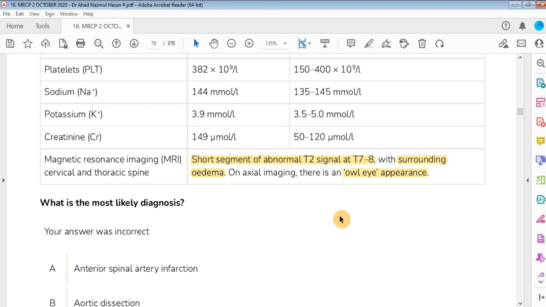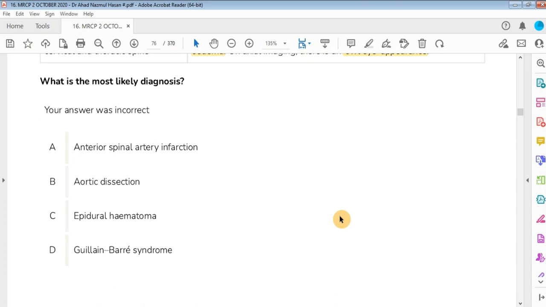MRI of cervical and thoracic spine shows a short segment of abnormal T2 signal at T7 to T8 vertebrae with surrounding edema. On axial imaging, there is an owl eye appearance. So what is the most likely diagnosis?